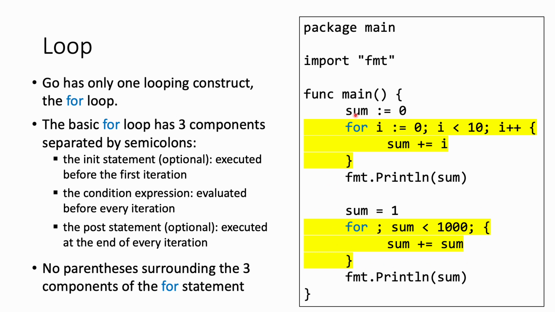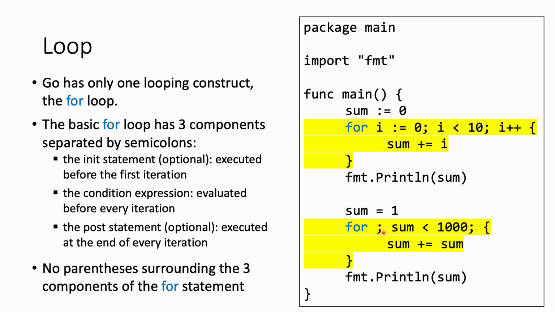In the first one, we try to add the sum of all numbers from 0 to 9. So the init statement here is i equals 0, and this is the short declaration, so it also declares the variable i, and the variable i in this case is only available within this for loop. The condition to continue the loop is when i is less than 10, and the post statement is i++, and the loop body is to add the variable i to the variable sum. Of course, the loop body will be executed before the post statement.